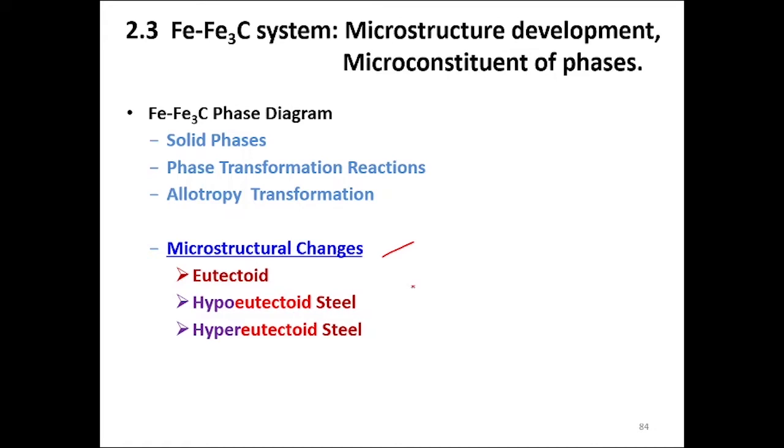This is the fourth part of the iron-iron carbide system video. In the first part, we already covered solid phases. In the second part, we covered phase transformation reactions. In the third part, we covered allotropy transformation. And the last one we cover in this part is microstructural changes.